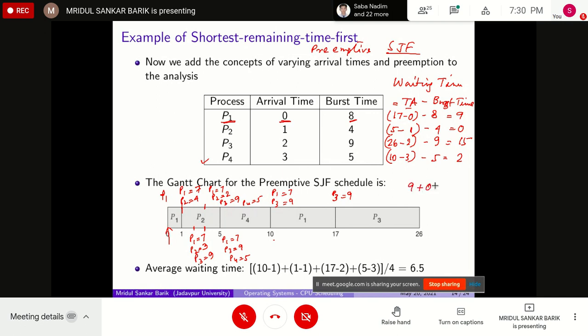So average would be 9 plus 0 plus 15 plus 2 divided by 4. This would be 26 divided by 4, which is 6.5. 6.5 time units is the average waiting time for this set of processes using the preemptive version of shortest job first, which is called shortest remaining time first. Right? So I will stop for a moment. If you have any question, you can ask me right here.